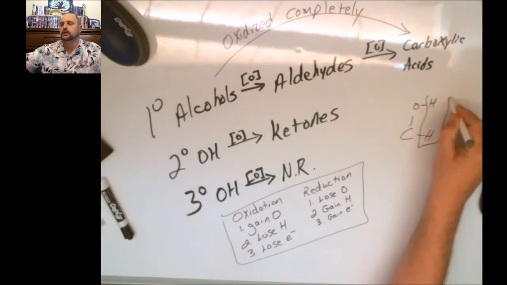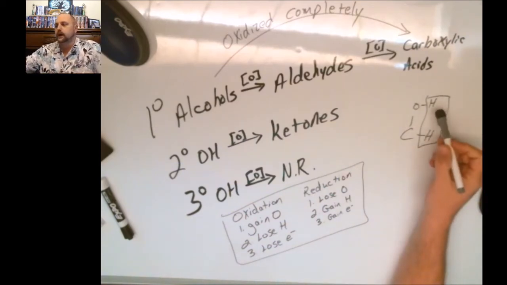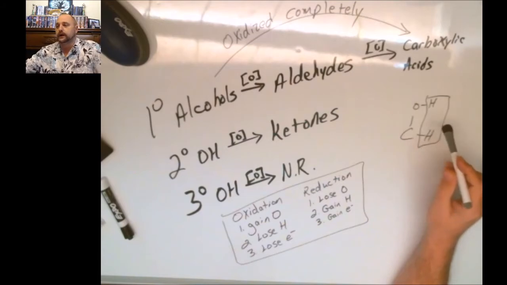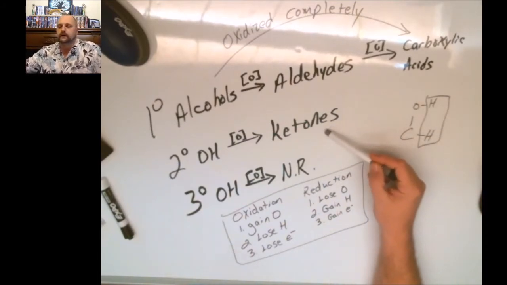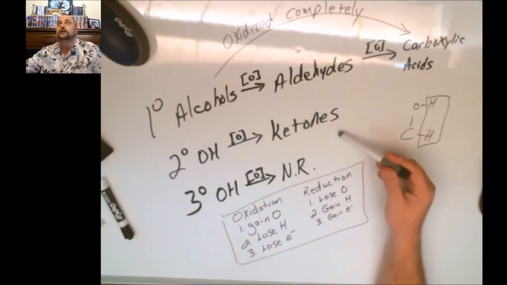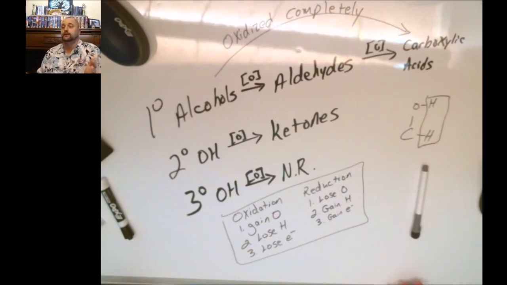So make two, break two, we're losing our two hydrogens there, and that makes our aldehyde, and then we can add in our carboxylic acid. Secondary alcohols go to ketones. Tertiary alcohols don't have this hydrogen, and so they don't react.